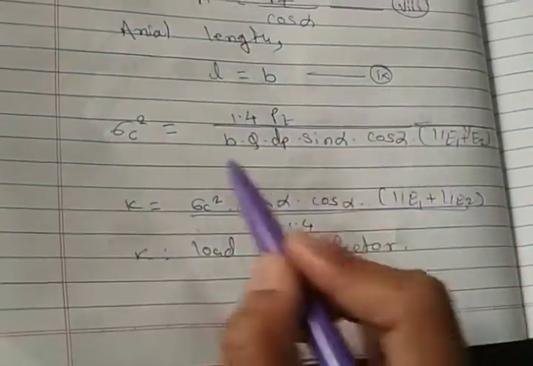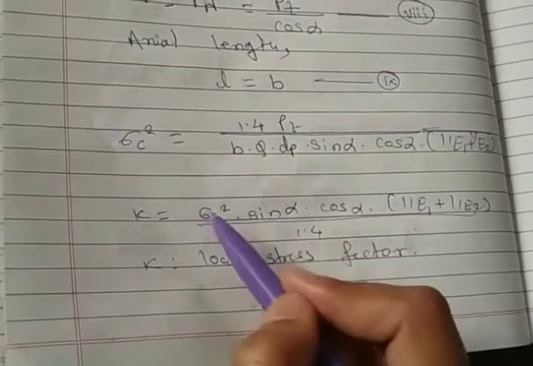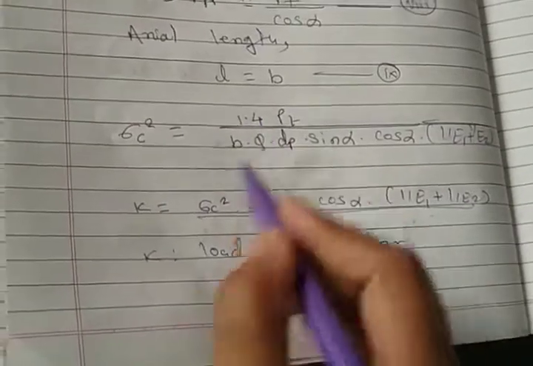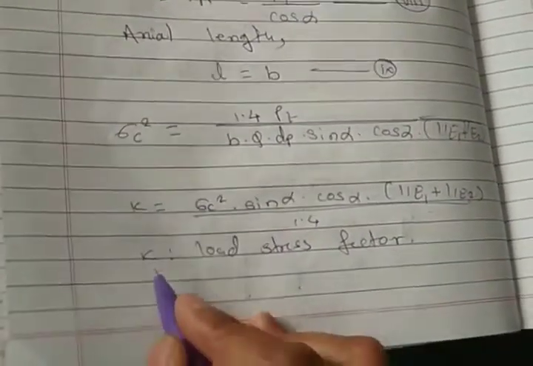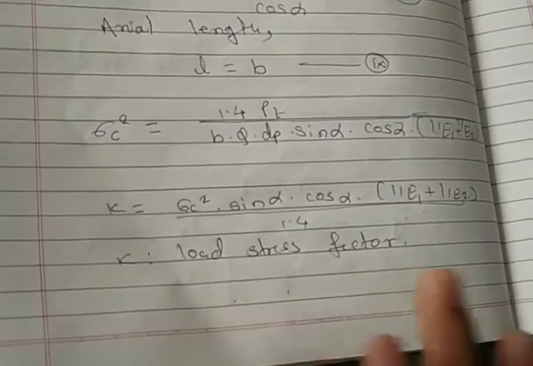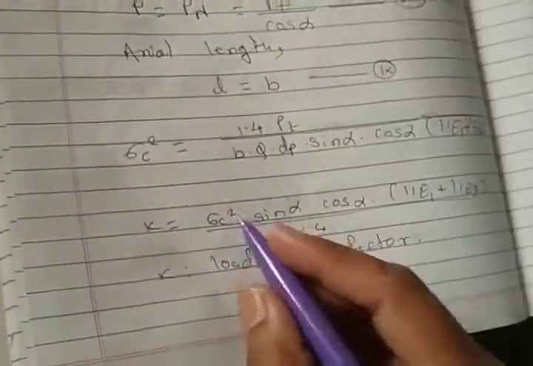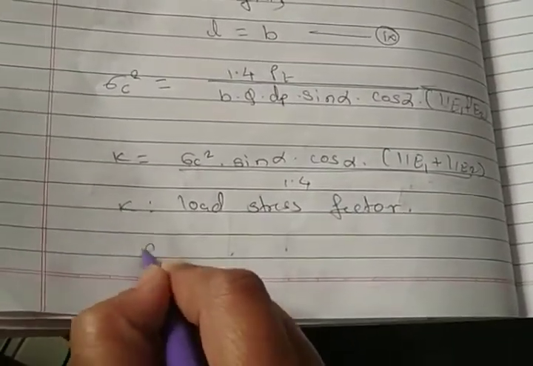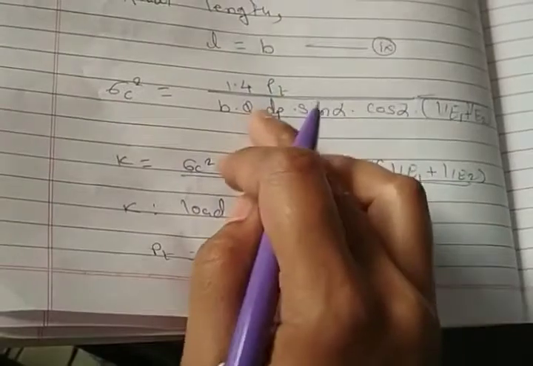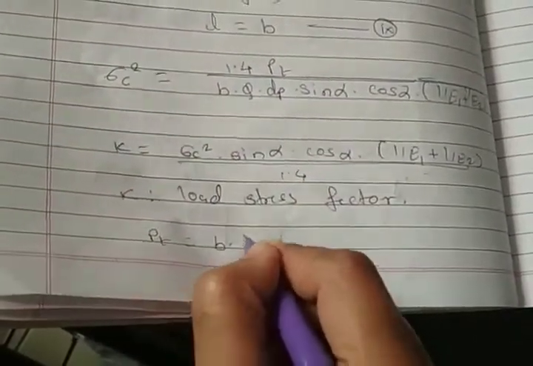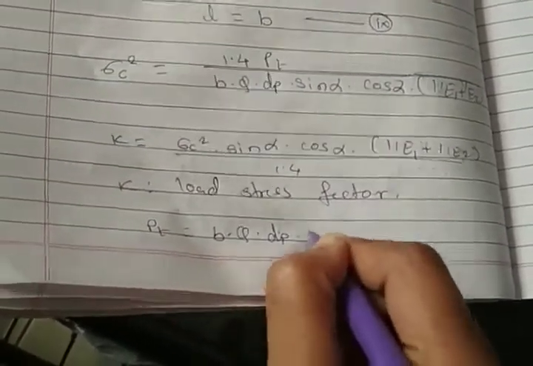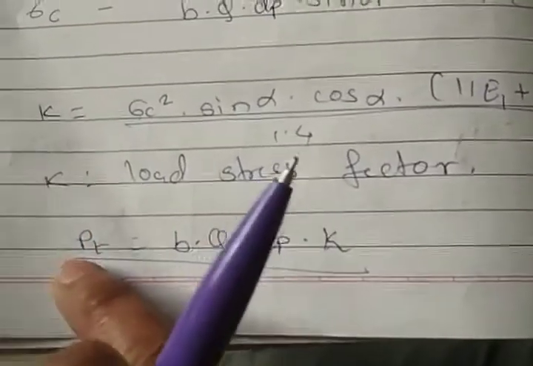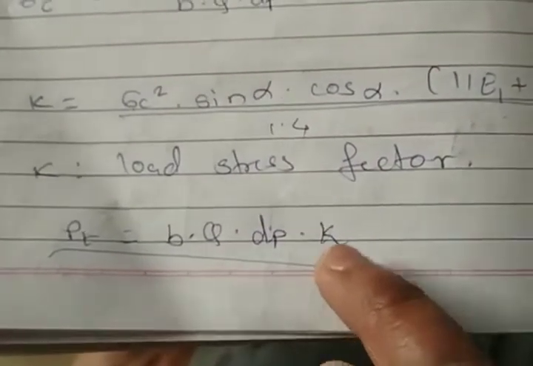So here this term, sigma c square into sine alpha cos alpha into 1 upon E1 plus 1 upon E2 divided by 1.4, is nothing but the load stress factor, that is K. And so the equation becomes Pt is equal to, this term goes on the other side, b q dp into K. So this equation gives the relationship between the tangential force and the corresponding contact stresses.